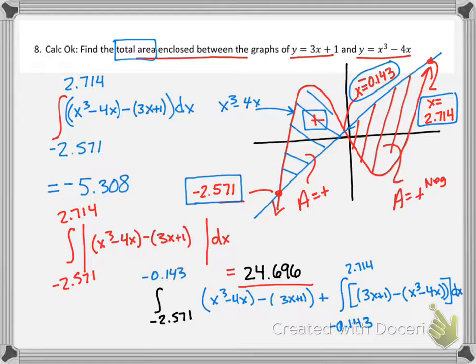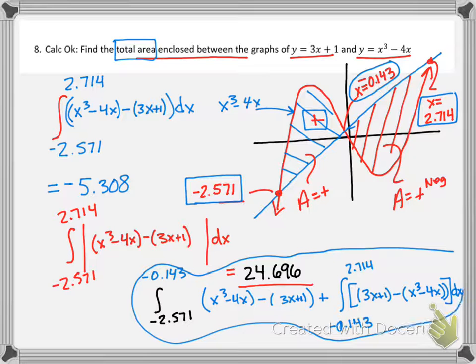If we had to do this by hand, these two graphs would be simpler, and we could find where they cross algebraically. Then we would be forced to set up two integrals. So I wanted to review that as we were doing this problem.